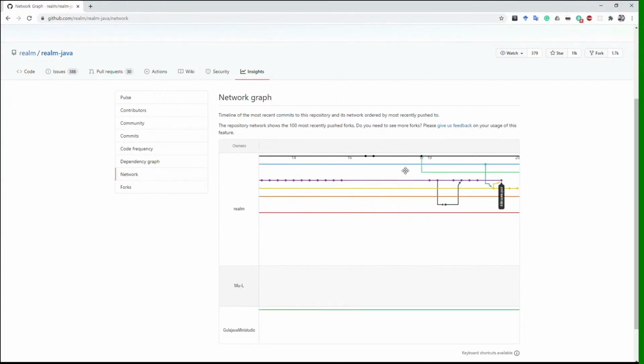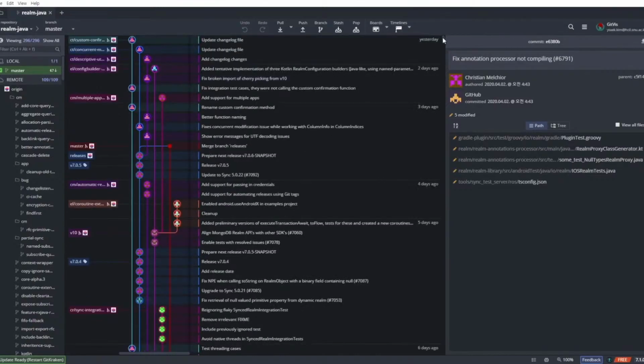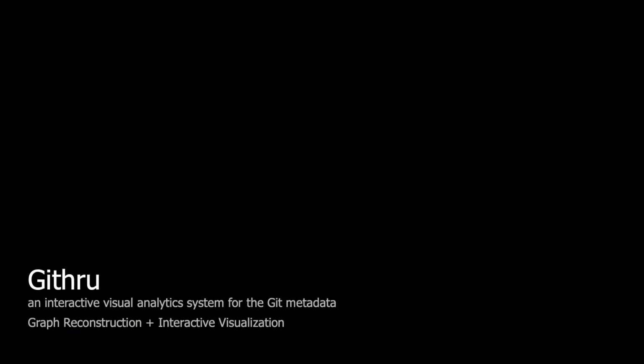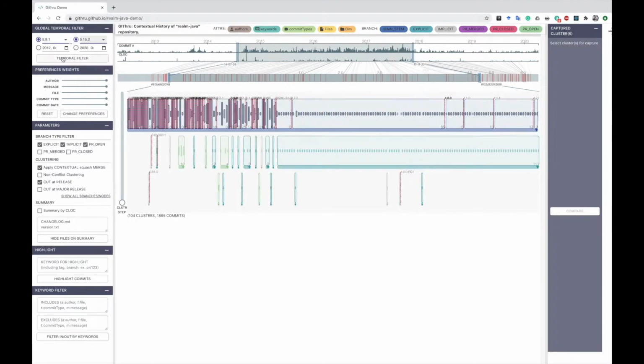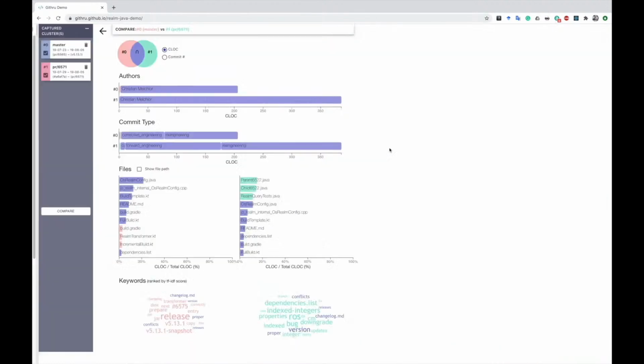Suppose you want to see the overall commit structure of a new project repository. Using Git class tools, GitHub Network, or the Git log command, it's quite burdensome to get an overview and navigate the data. We presented Gitthrough as an interactive visual analytics system for Git metadata to help users explore and understand the context of development history.